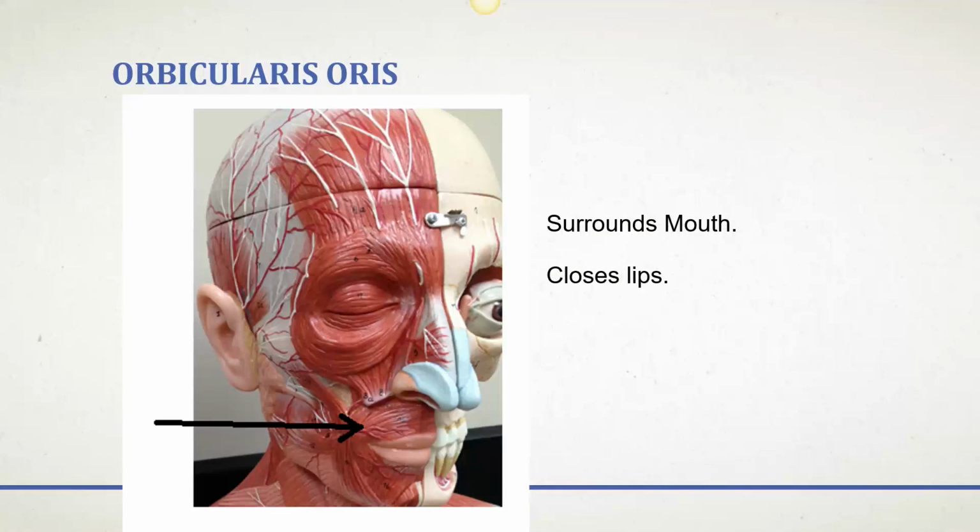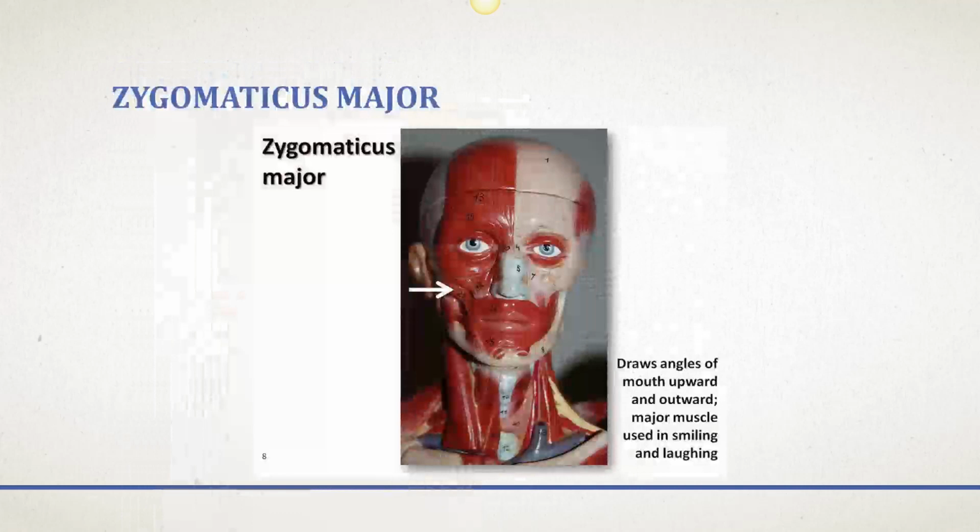Orbicularis oris surrounds the mouth, and that's responsible for closing the lips. So once contracted, the lips are closed. The zygomaticus major is found right here, right in the zygomatic region, or the cheek region, and it draws the angles of the mouth upward and outward. It's a major muscle used in smiling and laughing.